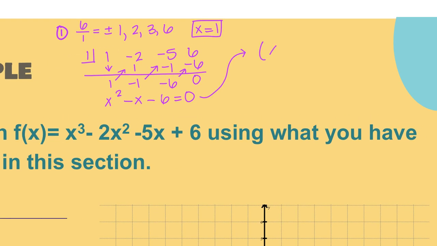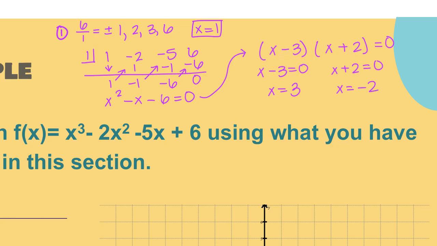I'm going to have x minus 3 and x plus 2. Set them both equal to 0, and all you have to do is solve for x. X minus 3 equals 0. I'm going to get x equals positive 3. And x plus 2 equals 0. I'm going to get x equals negative 2.